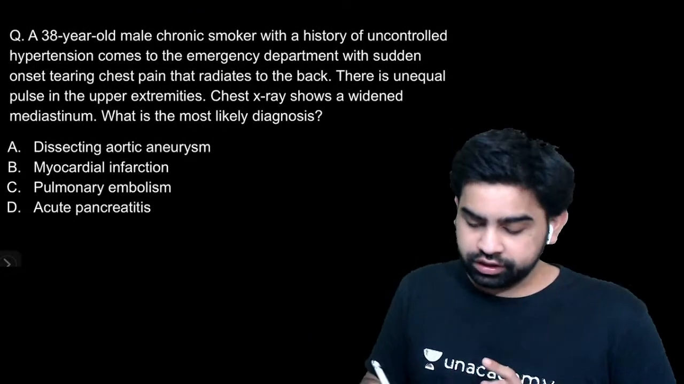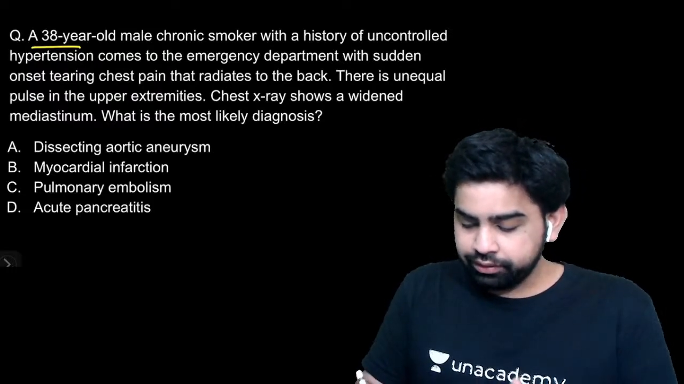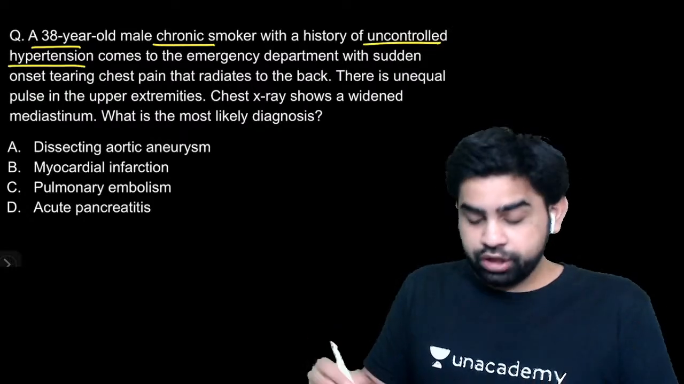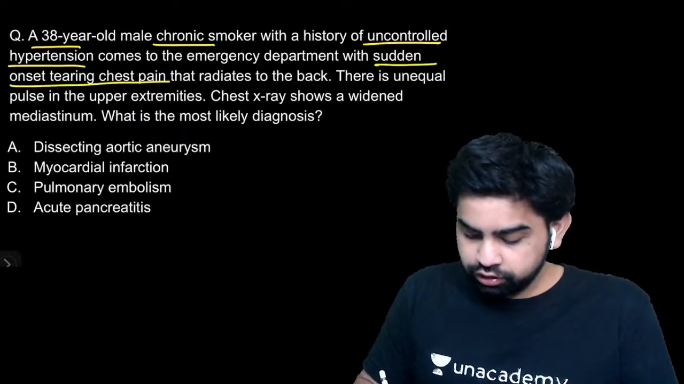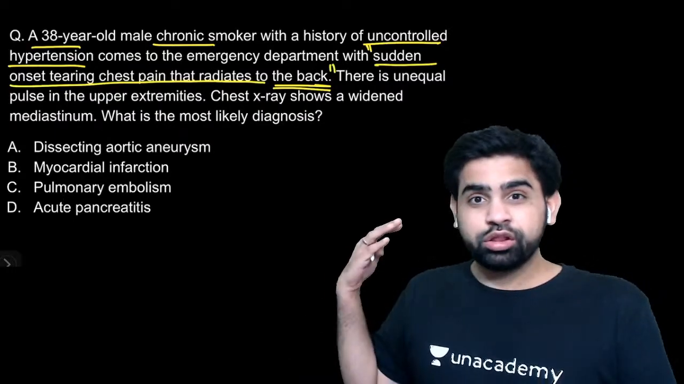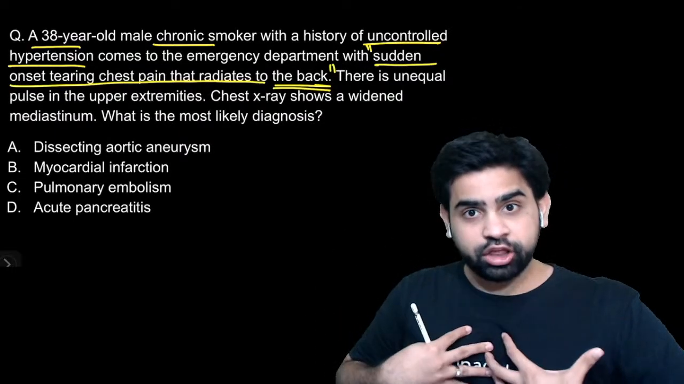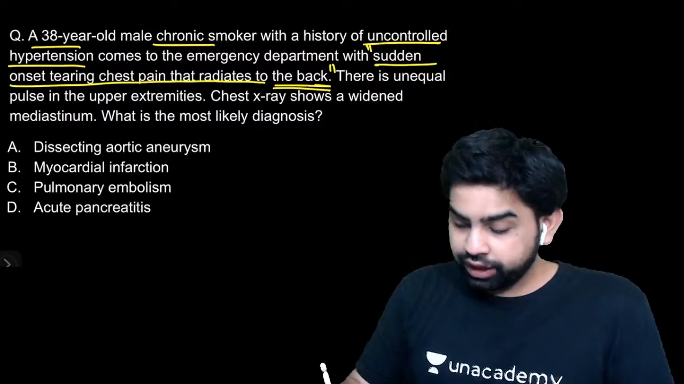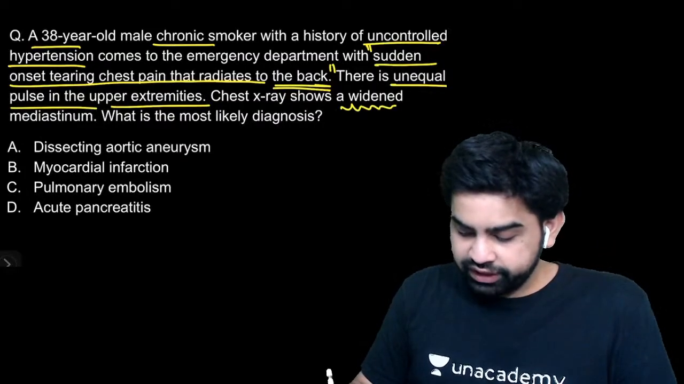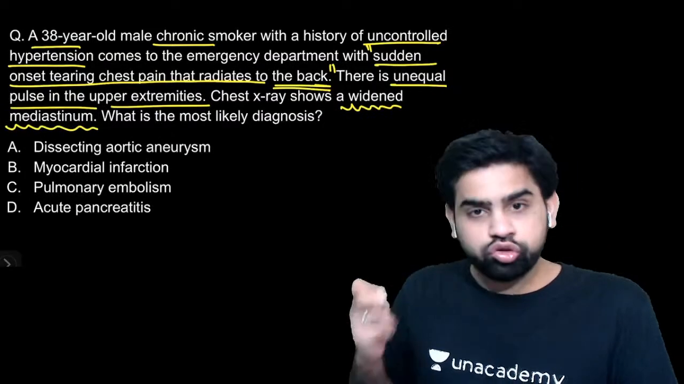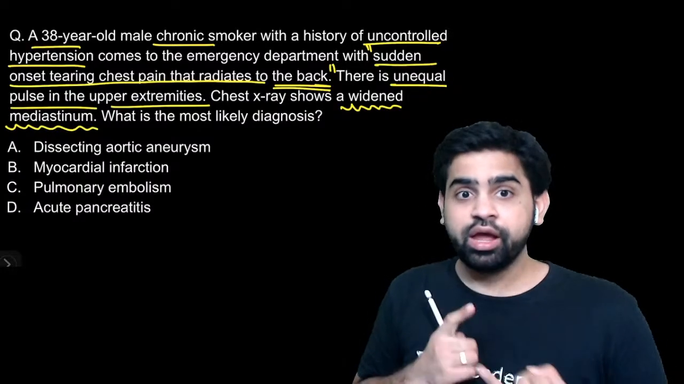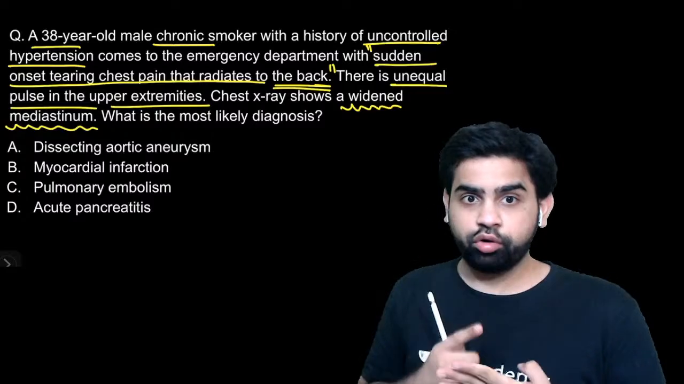Next question which we have, guys, there is a 38-year-old male who is a chronic smoker and has a history of uncontrolled hypertension. The patient comes to the emergency room with a sudden onset of a tearing chest pain which radiates to the back. Now, this is a buzzword, guys. Okay, so sudden onset of a tearing chest pain which is basically radiating to the back, right? Now, there is an unequal pulse in the upper extremities, and the chest X-ray basically shows a widened mediastinum. What is the most likely diagnosis in this particular patient? Is this patient suffering from a dissecting aortic aneurysm, myocardial infarction, pulmonary embolism, or acute pancreatitis?